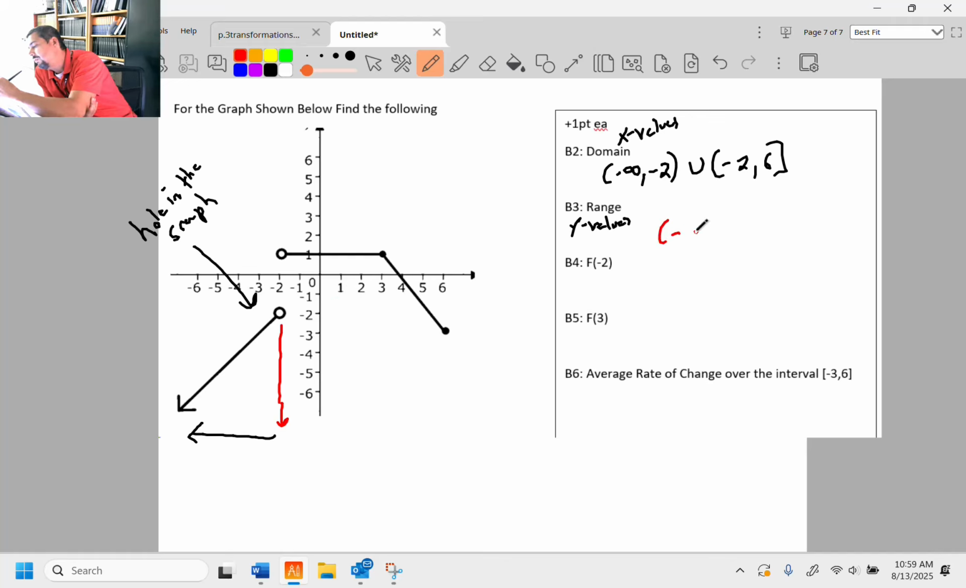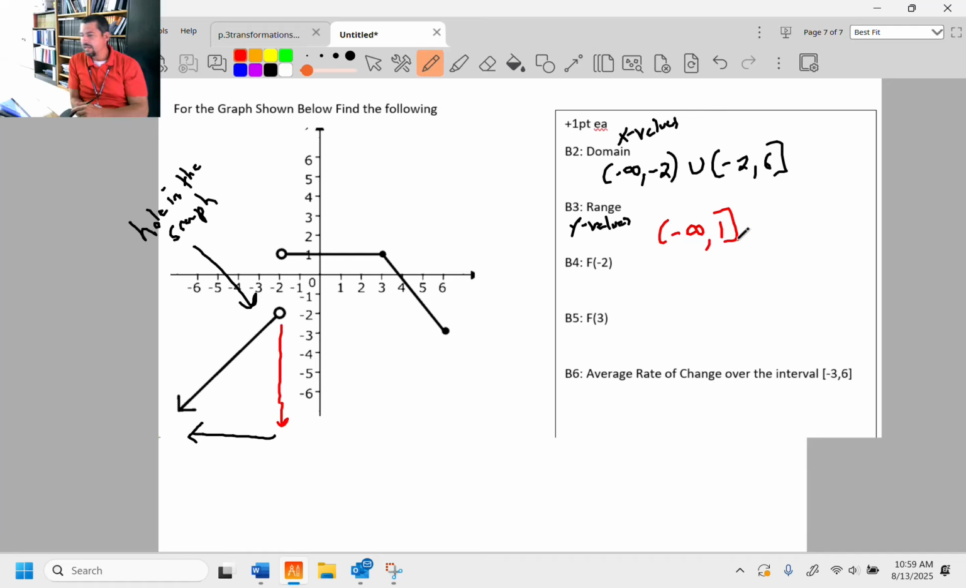I understand why kids have confusion on this. It's because you're looking at pieces. Okay? That's the deal. You're looking at pieces, and you don't try to think about the whole thing. Domain is a lot easier on a piecewise function than range is. Range is tough for kids.